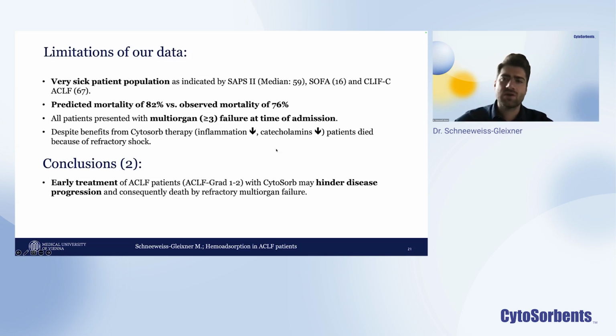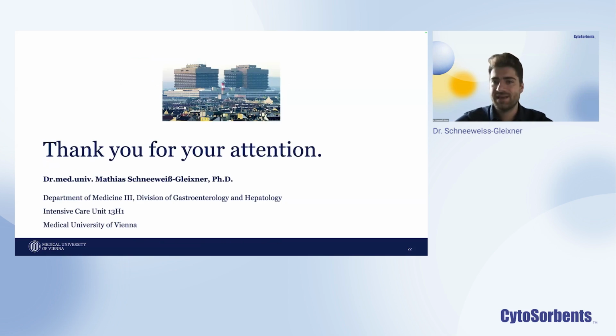So the second conclusion I draw from our data and also from our limitations is that an earlier treatment of ACLF patients, maybe ACLF grade 1 or grade 2, with CytoSorb may hinder disease progression and consequently death by refractory multi-organ failure. So I think with ACLF grade 2, maybe the point of no return was here, and we weren't able to recover our patients. But maybe if we are earlier with the treatment, we have more benefits in this patient population. And with this last slide, I would like to thank you for your attention.